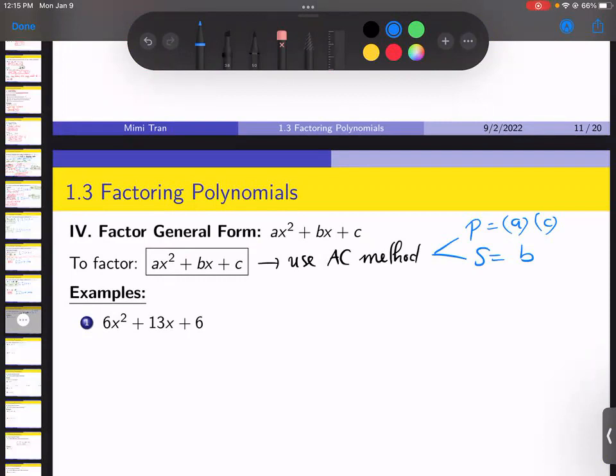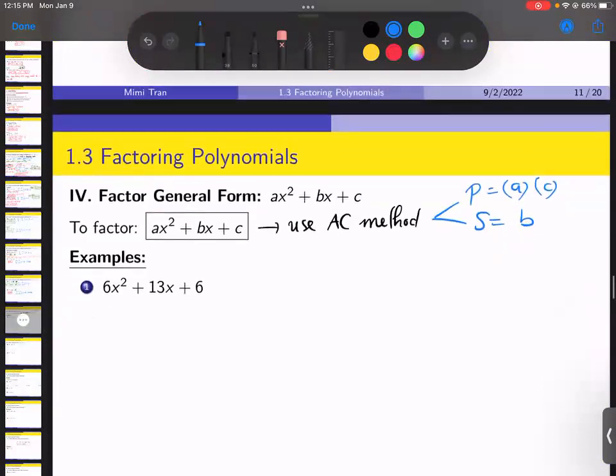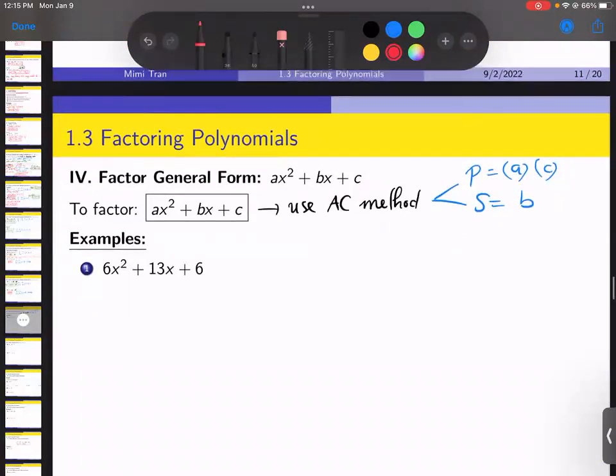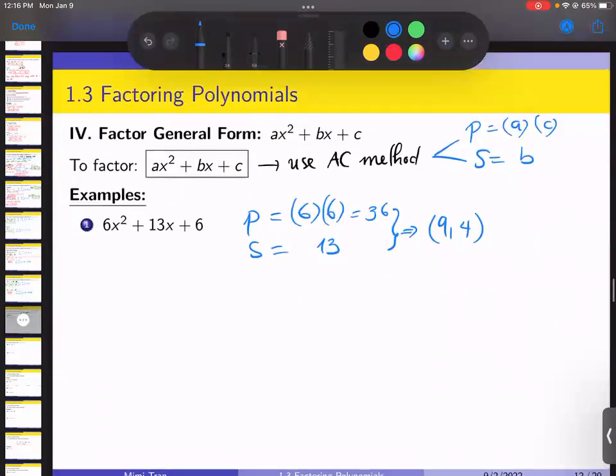Of course, first you have to do the GCF, if there's the GCF. So for example, let's take a look at example number 1 here. There's no GCF, so I'm gonna go ahead, write it in and find the product and the sum. My product is gonna be 6 times 6, which is 36, and the sum is 13. Can someone find me two numbers, multiply 36 and add to 13? Go ahead. 9 and 4. Thank you very much. Now, okay, that's it. I am done. I'm gonna write this down. X plus 9, X plus 4.